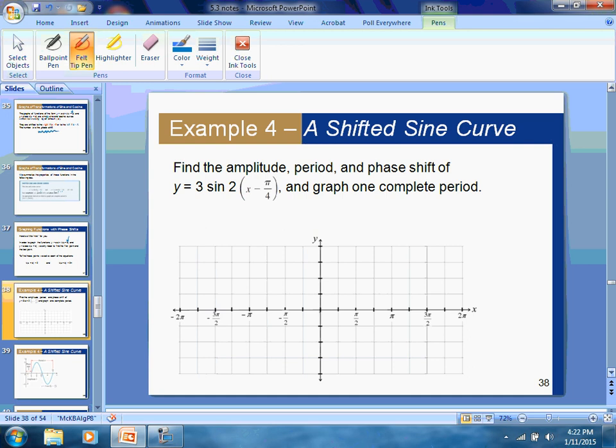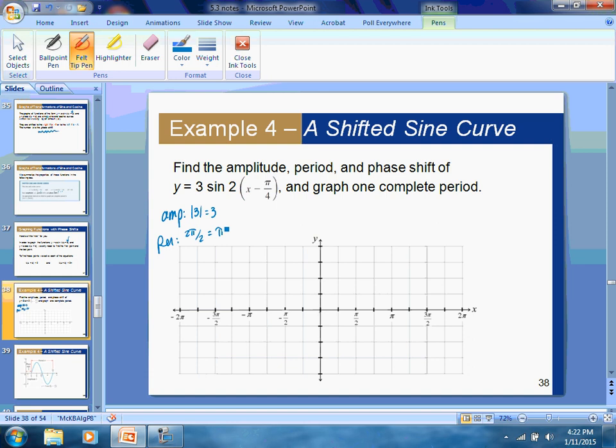so for example 4 here, this is a shifted sine curve. Okay, so we have 3 sine of 2 times x minus pi over 4. So instead of just sine of x, now I've got this 3 out front. That's going to be my amplitude. Okay, so the absolute value of 3 is 3. I have this 2 in front of the parentheses, so that's going to affect my period. So I'm going to take 2 pi and divide it by 2, so my period should be pi. So that's how long it's going to take my graph to complete a cycle.